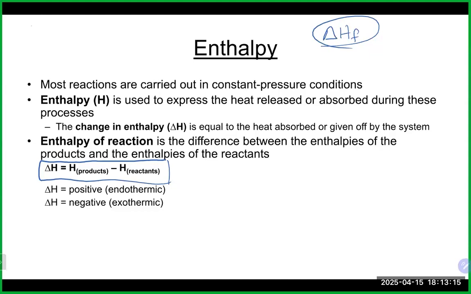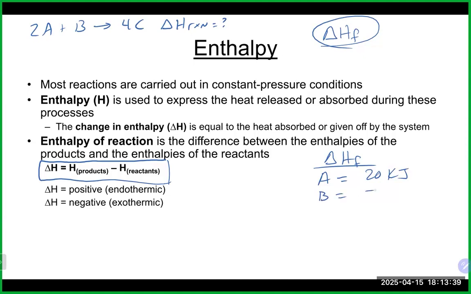So for example, if we had this reaction of 2A plus B goes to 4C, and we want to calculate the delta H of this reaction, basically we would go to this table of our delta H of formations, and we just make up some here. So A will be 20 kilojoules, B will be -4 kilojoules, and C will be, why not, 15 kilojoules. Now, when we go to calculate this, it is also important that you take into account the coefficients in the equation, and it does matter in this case.